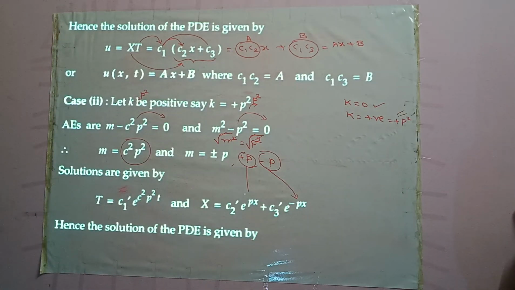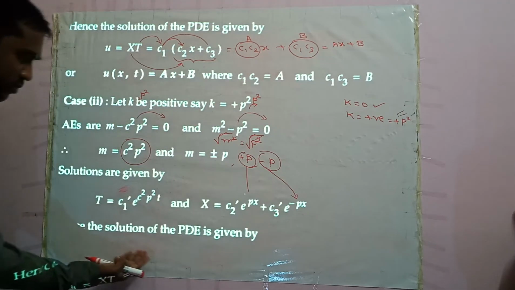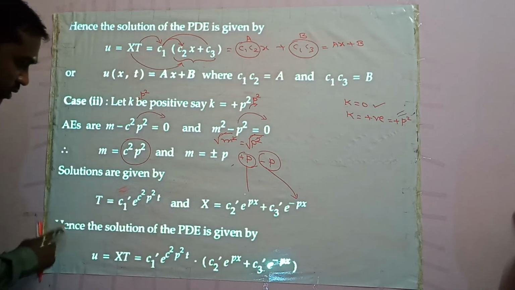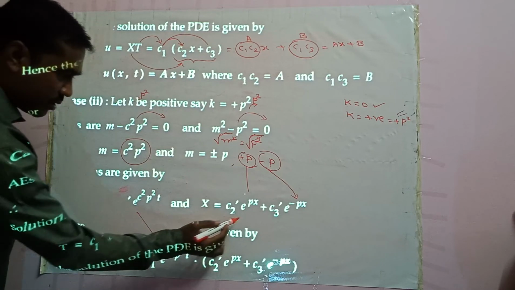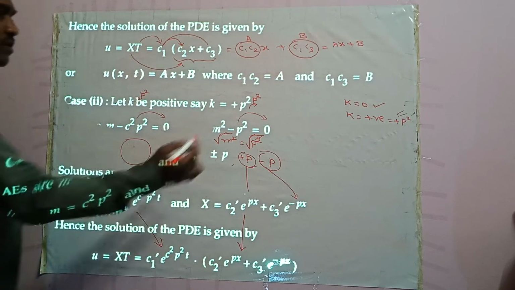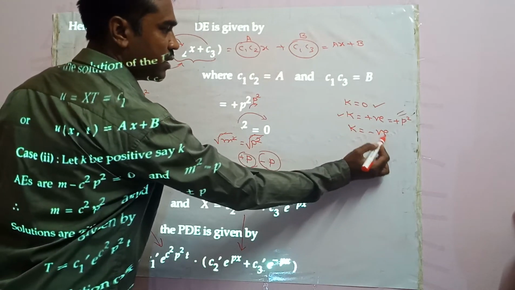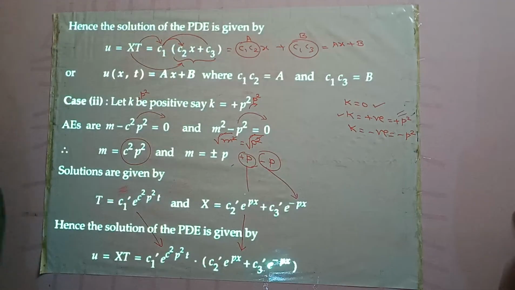Therefore, what is u? Hence the solution of PD is given by u is equal to x into t. We have written t here and x here, right? So this completes the solution in the second case. Now we are going for the case where k is negative. For that we take it as minus p square.